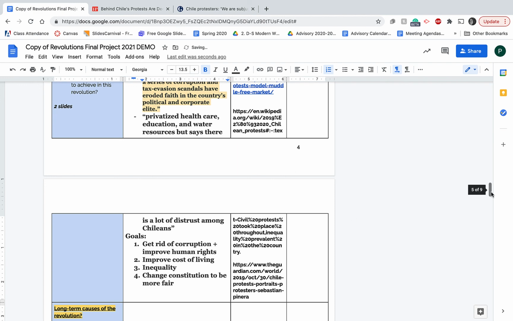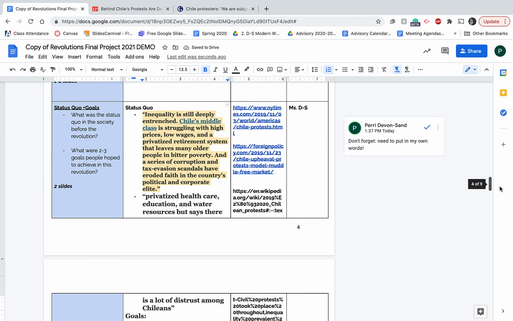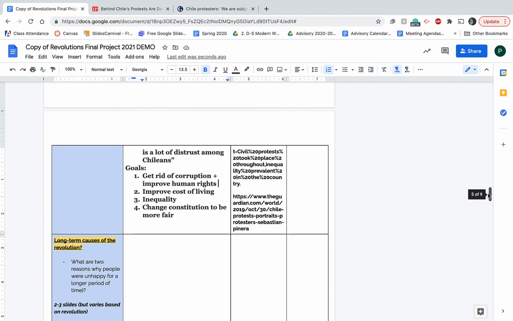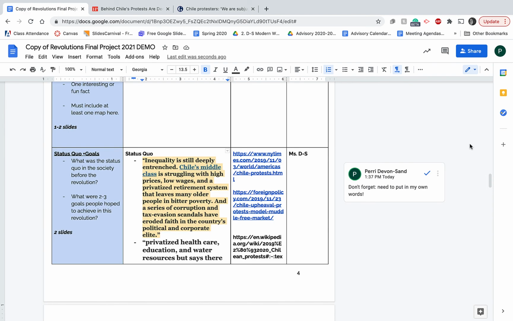So this is basically how you want to research and how you want to fill this out. You may copy and paste information from the websites, but you have to put it in your own words. Also be sure that you have the websites so you can cite the sources. Okay, so that's a little explanation of how you research for this project.